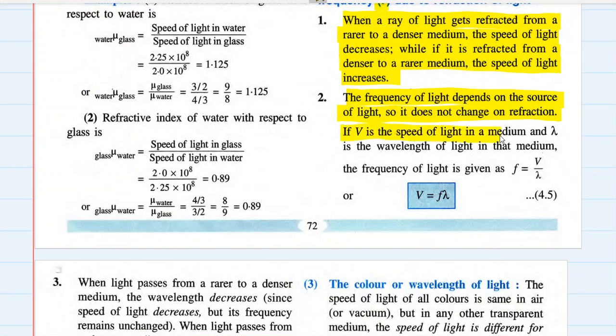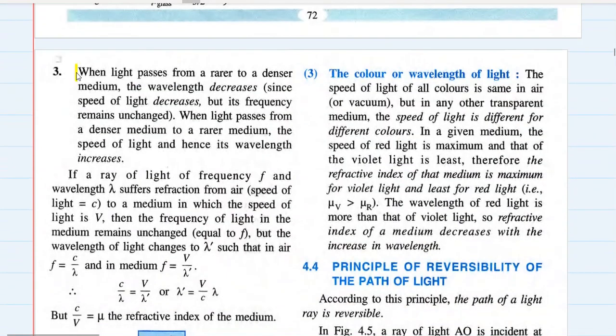If v is the speed of light in a medium and lambda is the wavelength of the light in that medium, the frequency of light is given as v by lambda. So v increases or decreases according to what lambda increases or decreases. But the ratio v by lambda always remains constant. When light passes from rarer medium to a denser medium, the light becomes slower, so its wavelength decreases since the speed of light decreases. But its frequency remains unchanged.